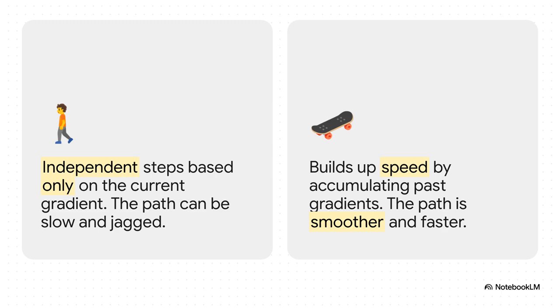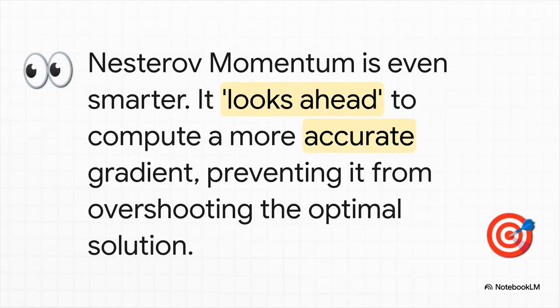Then things got even cleverer with Nesterov momentum. This version actually peeks ahead to see where the slope is going before it commits to the next move. This is brilliant because it can slow down earlier if the hill starts to flatten out, which stops it from overshooting the target and makes the whole journey even more direct.